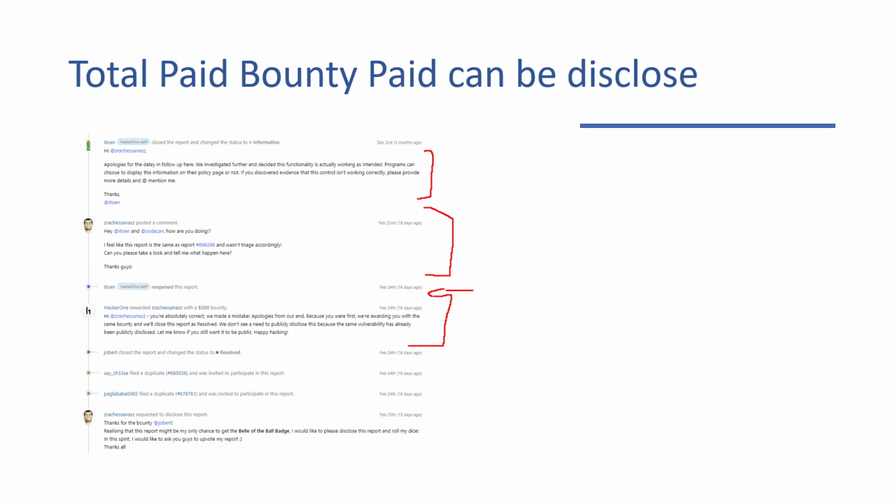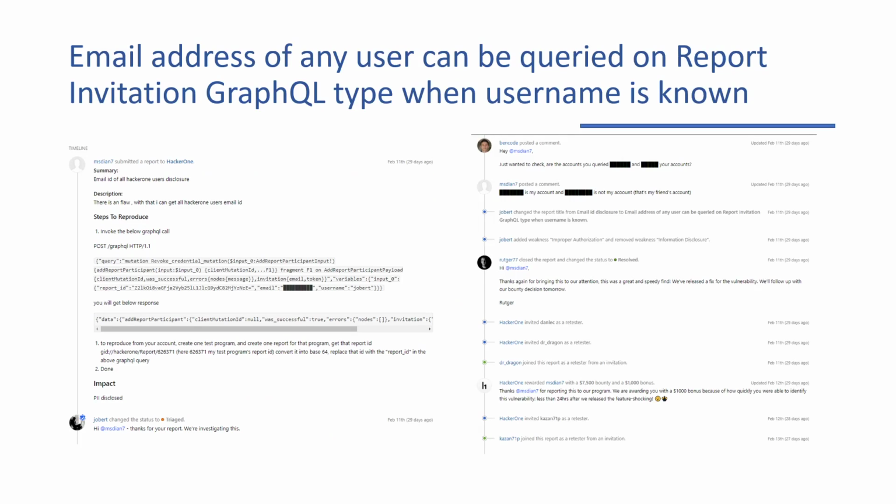So let's have a look at another one. We're not going to do too many of these because there's a lot of good ones that we could look at. So, email address of any user can be queried on Report Invitation GraphQL type when username is known.